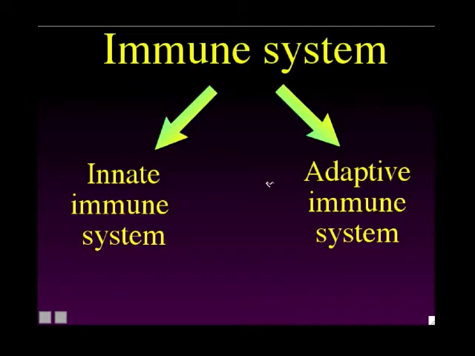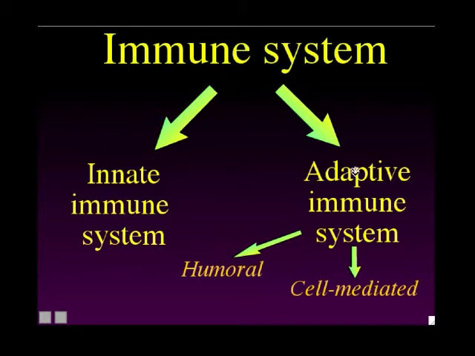Okay, so this slide kind of summarizes what we've learned so far. The immune system has this non-specific part, the innate immune system, and it has this more specific part, the adaptive immune system, which is made up of the lymphocyte white blood cells. But the adaptive immune system has two branches: the humoral immune system, which is the B cells and the antibodies that they make, and the cell-mediated immune system, which is the T cells.